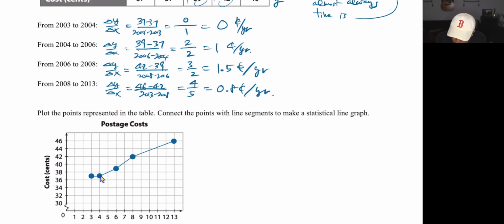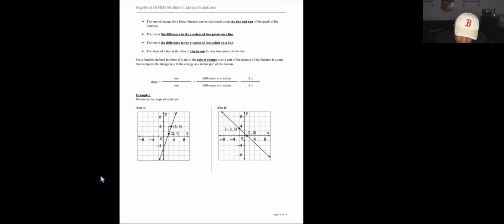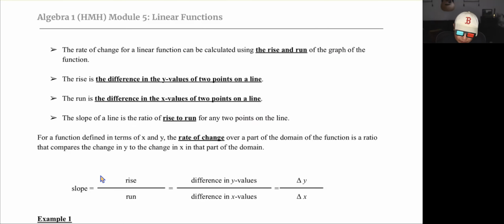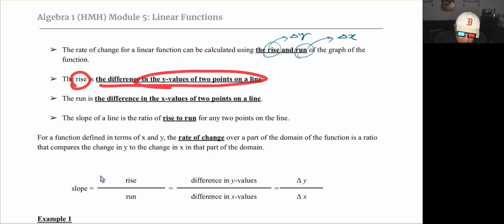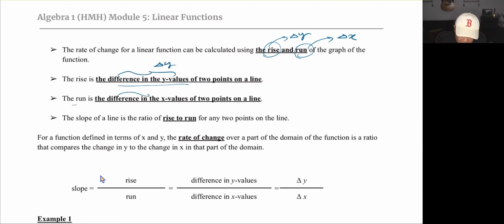Okay, you may have some writing to do. The rate of change for a linear function can be calculated using what's called rise over run. And from what we've done earlier, the rise is the change in y, and the run is the change in x, right? The rise is the difference in y value. It literally tells you the difference in y value, which means that it is change in y. The run is the difference in x value of 2 points on a line, the change in x.